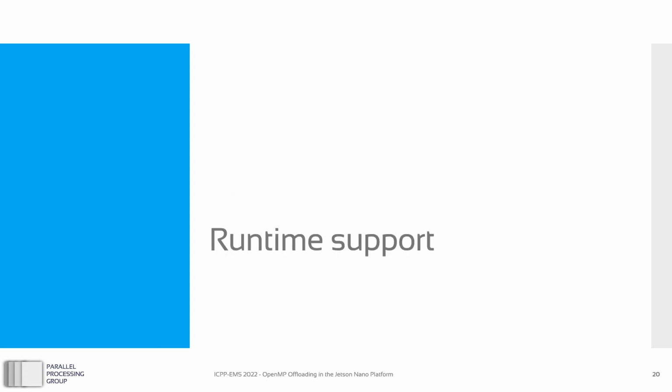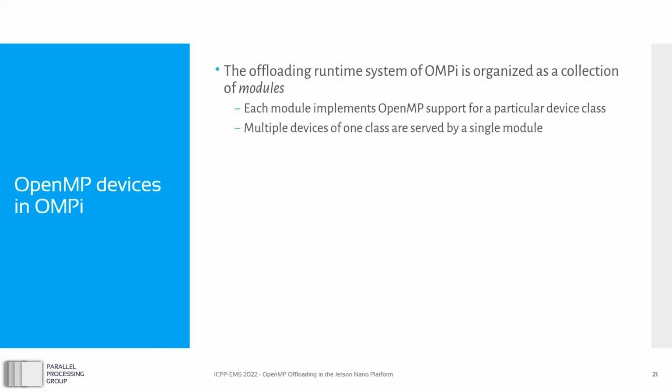These were our translator extensions, and now let's proceed to the GPU runtime system of OMPi. First of all, we need to give some information about the organization of the offloading system of OMPi. This system is a collection of modules. Each module implements OpenMP support for a specific device class.